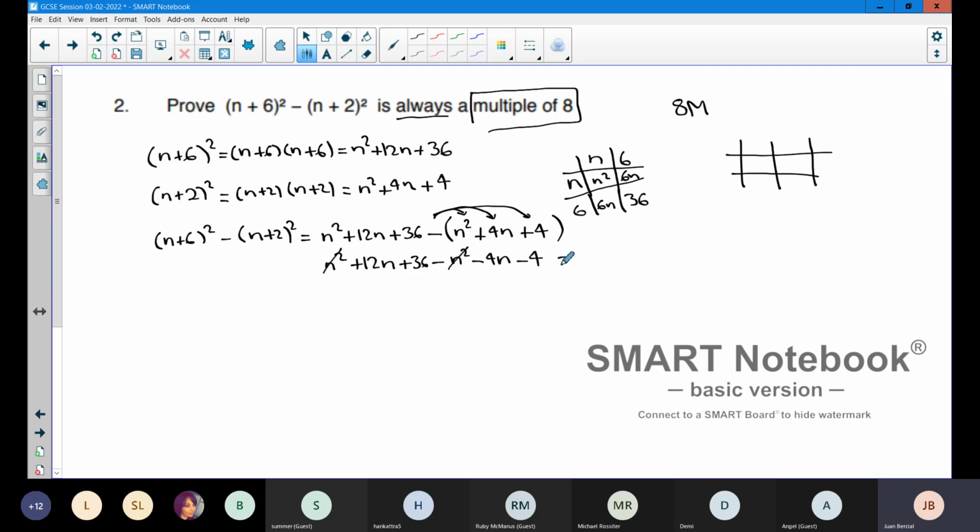As you can see, the n squared simplifies with that one. And then what we have is 12n minus 4n, which is 8n, and 36 minus 4 is 32. And we are nearly there, because remember, we have to show that it's a multiple of 8. So we can take 8 as a common factor. 32 divided by 8 is 4. And so n plus 4 is an integer.